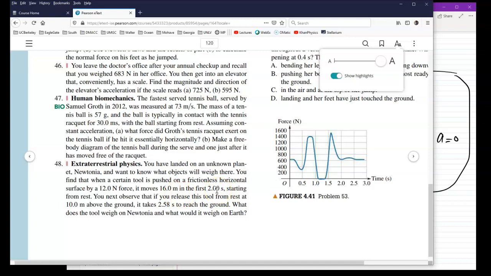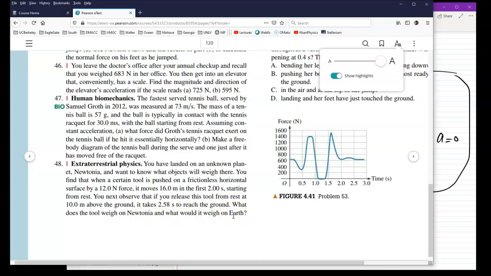Starting from rest, okay? Next, what else? You've done another experiment. You next observe that if you release that same tool from rest at 10 meters above the ground, in other words, you go up to a cliff or whatever and drop the same tool from 10 meters above the ground, with your little stopwatch it takes 2.58 seconds to reach the ground. Now he's asking, what does the tool weigh on Newtonia, and what would it weigh on Earth?